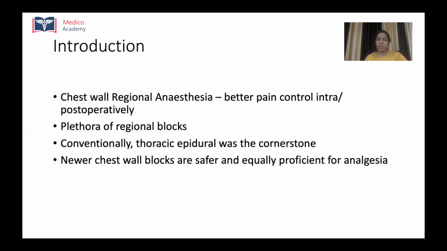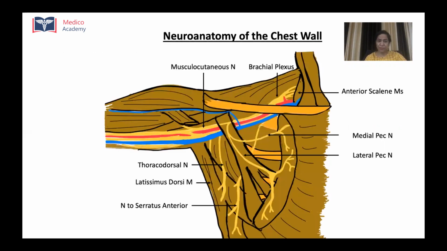So, the chest wall regional anesthesia is very important as it leads to better pain control both intraoperatively as well as postoperatively. There's a plethora of regional blocks available because of a newer development. Conventionally, thoracic epidural was the cornerstone, but now, because of the latest developments, there are newer chest wall blocks which are safer and equally proficient for analgesia.